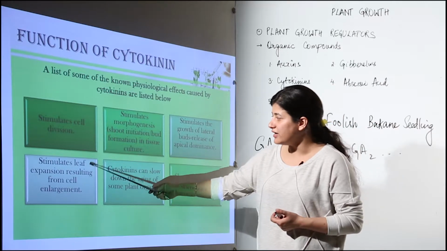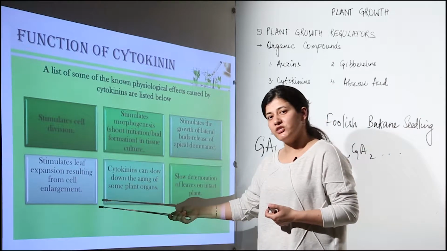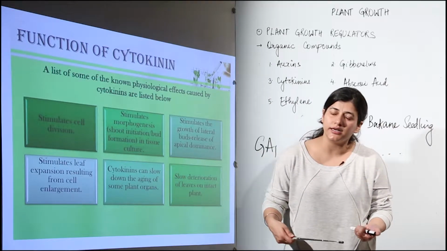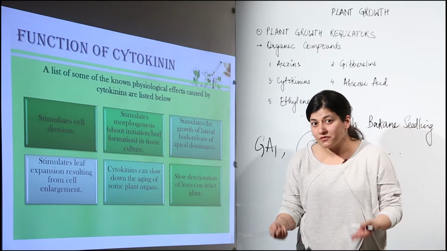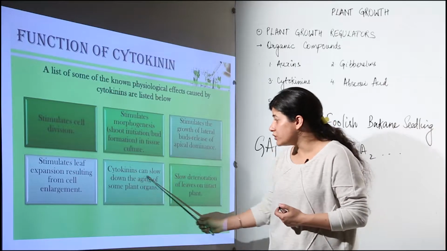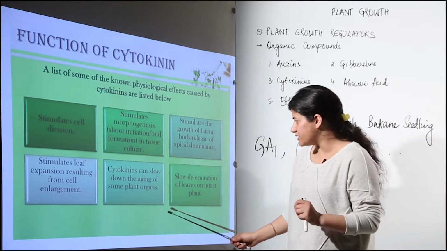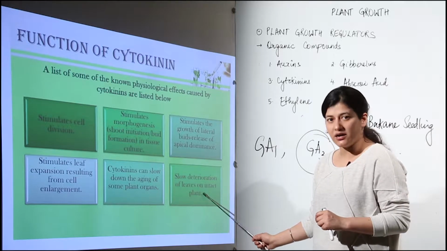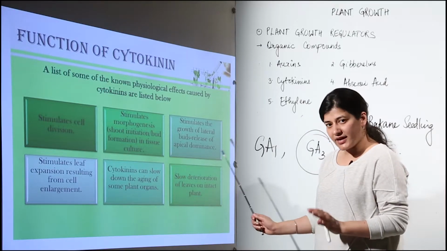They stimulate leaf expansion. Why would leaf expansion take place? Because they enable cell enlargement. How do they enable cell enlargement? They allow the cell to divide. Then they can slow down the aging of some plant organs, which we have discussed. And the last one is the slow deterioration of leaves on intact plants. That is also one function of cytokinins.